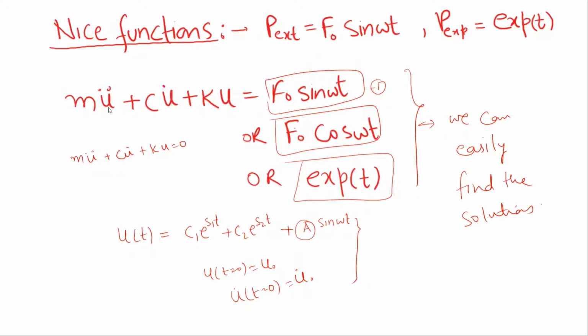But when the load is something different, such as m u double dot plus c u dot plus k u equals minus m ug double dot, where ug double dot is the ground acceleration, we cannot solve it in such a simple form, because ground acceleration is a very arbitrarily varying function. That becomes very difficult to solve.